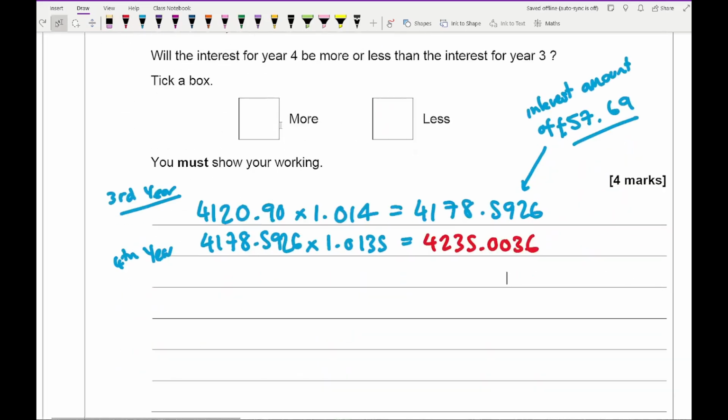4235.0036, and that is an interest amount in which I'm taking away this number from what it was at the start of year 4. So minus 4178.5926, and that gives me an interest amount of £56.41. So here we can see, will the interest in year 4 be more or less than the interest in year 3? It's going to be less.